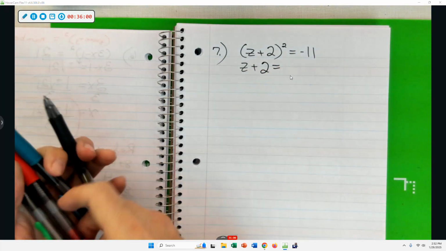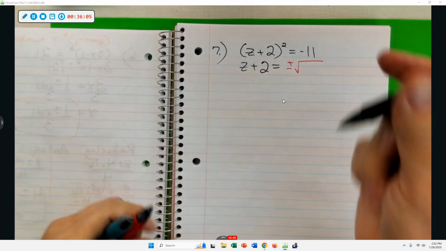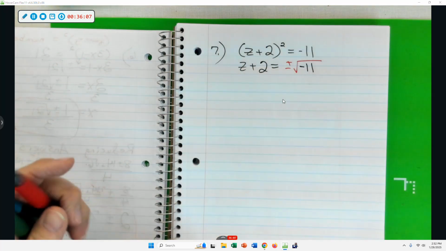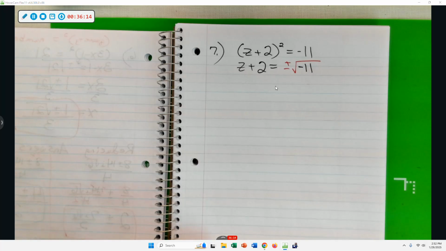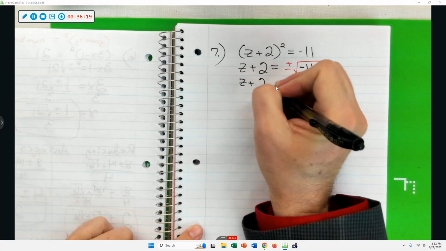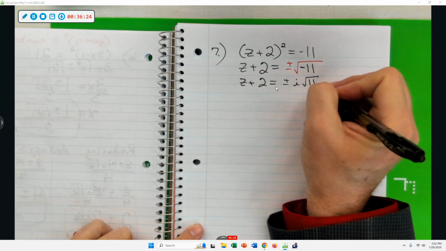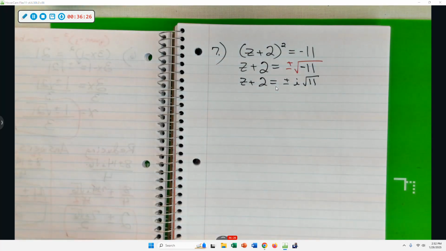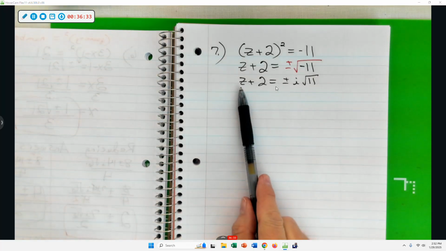Plus or minus, what else? Square root. And look at that negative 11. What are we going to have to do with that square root of negative 11? Okay, we're going to have to move that negative out, and that means we're going to pick up what letter? An i. That's right. So we have plus or minus i square root of 11. Any questions? Because at this point, there's only one remaining step. What is it? We need to get z by itself.